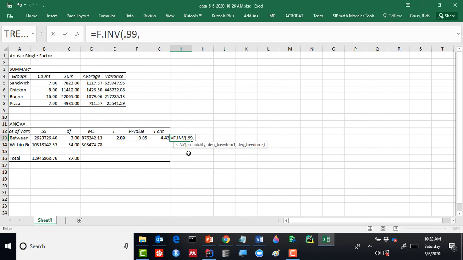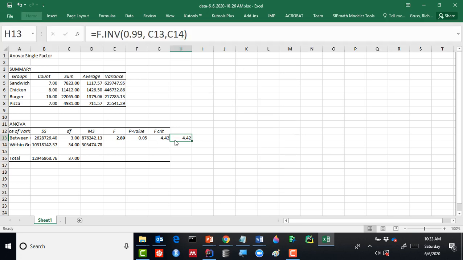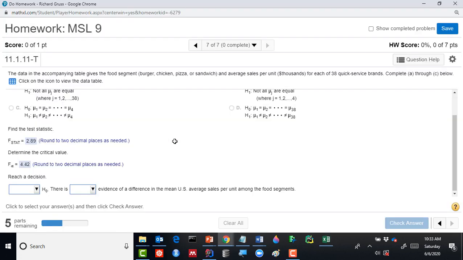Degrees of freedom numerator is right here. Degrees of freedom denominator is right there. Remember, this is just number of groups minus 1. This is total number of observations minus total number of groups. If we round that, we'll see that it's the same as that. So there's that part.